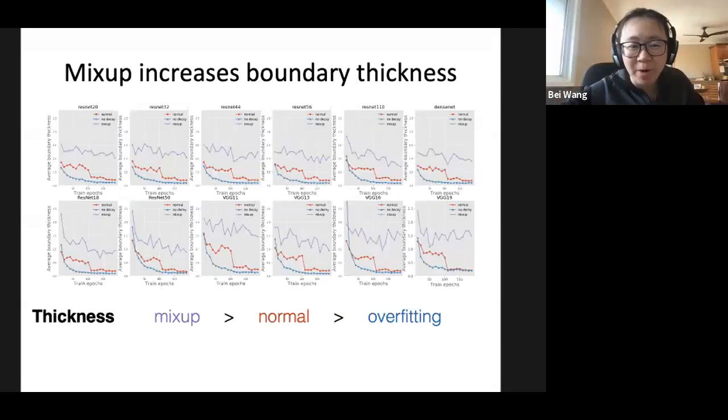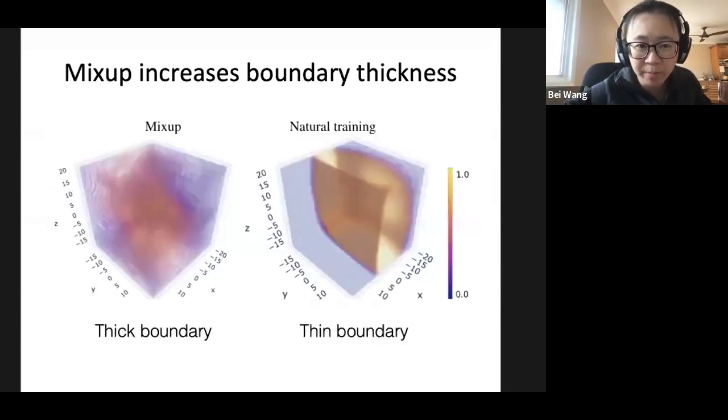Sorry to interrupt. Could I see the previous slides again? I'm still trying to understand that visualization of the boundaries. If I'm looking at the picture on the right, I actually see two slices of the decision boundary. Is that true? How do I compare left and right, essentially?